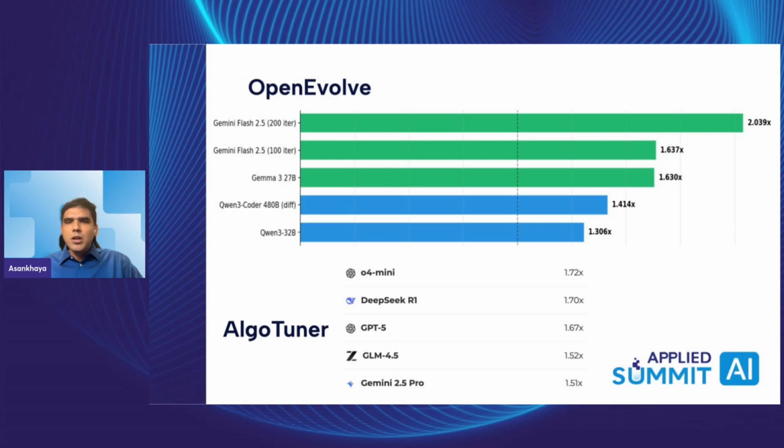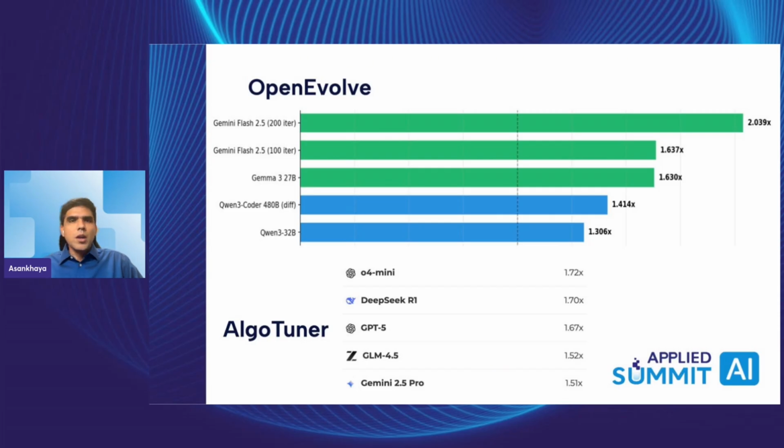On this particular benchmark, the results on the bottom are from AlgoTuner, the agent they built, and they got the best result using O4 Mini, with a speedup of around 1.72 overall across all the tasks. When we used OpenEvolve on the same benchmark, we were able to push that number to over 2x by using even a relatively less complex model like Gemini Flash. We also tried a number of open models of a decent size that can be run locally, for example Gemma 3 or Qwen 3 32B. And we saw that we are able to use those models as well to improve on average by 1.3x to 1.6x over the benchmark.